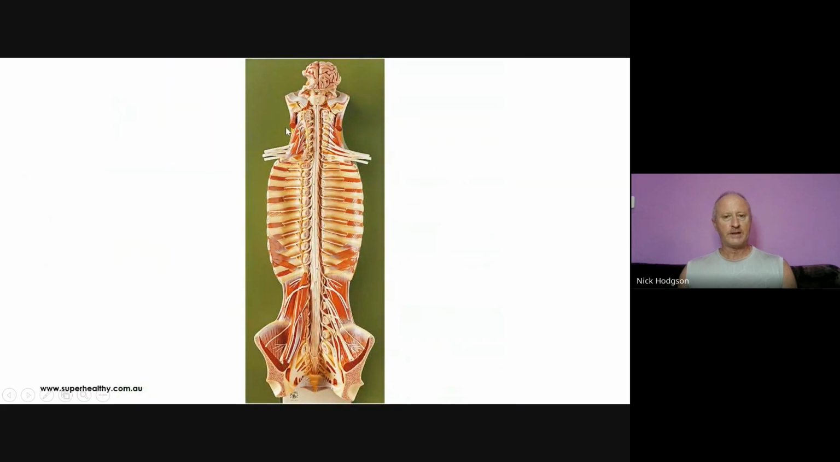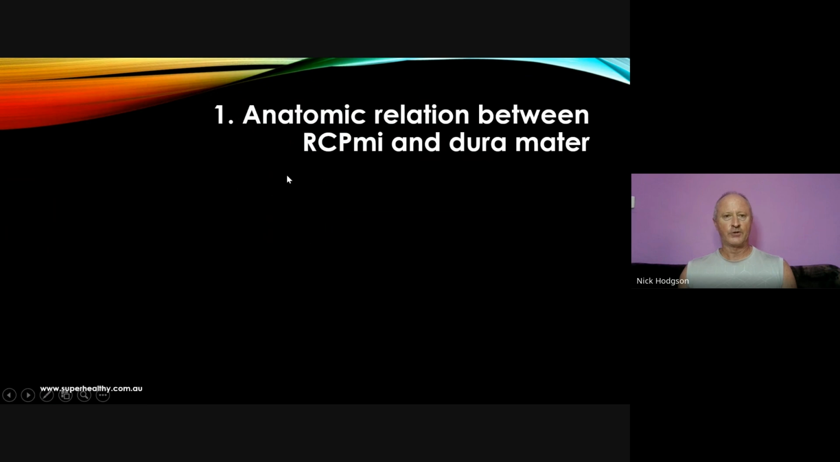So the point we're making here today is that we need to understand that your spinal cord, your central nervous system, is not floating inside the spinal column. It is actually hanging. So this is what we're going to be looking at next. So we're going to look at 11 research papers. So first, anatomic relation between the rectus capitis posterior minor and the dura mater. So this is from Spine Journal, 1995, so 30 years ago now.